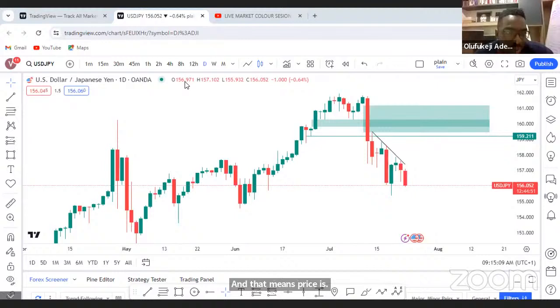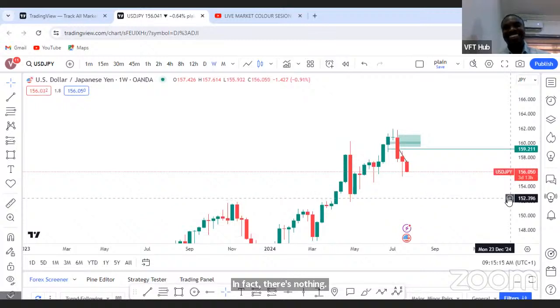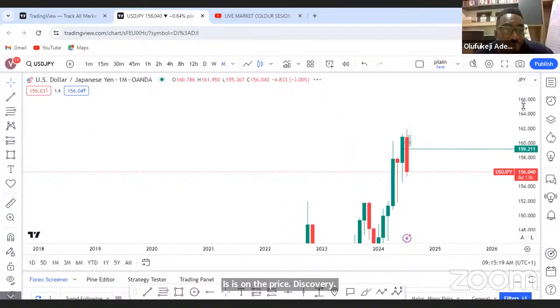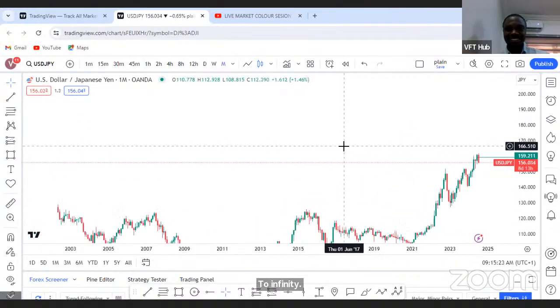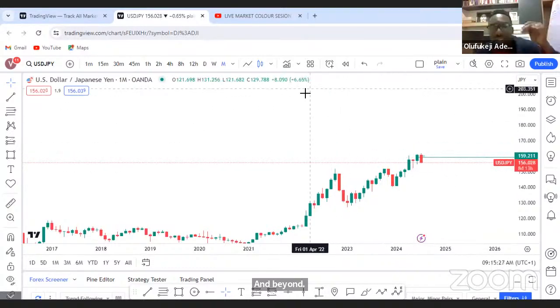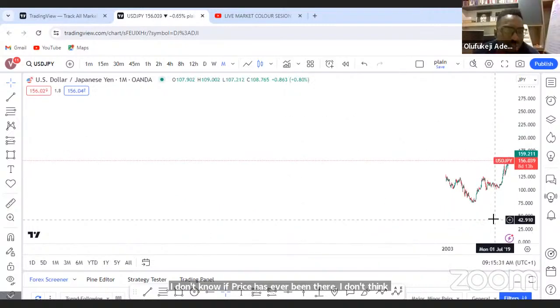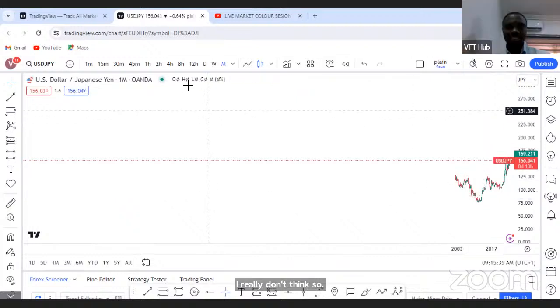Let's say our weekly time frame. In fact, there's nothing. It's on a price discovery. Let's say our monthly. It's on a price discovery to infinity and beyond. I don't know if price has ever been there. I don't think so. I really don't think so. So you get what I'm trying to say? Yeah. So this is this now.